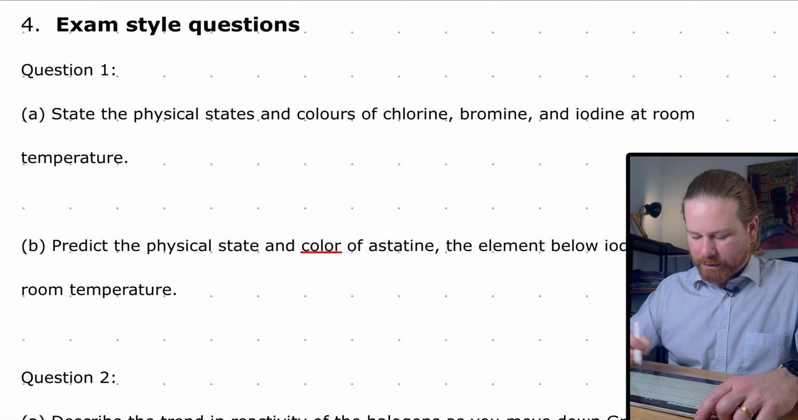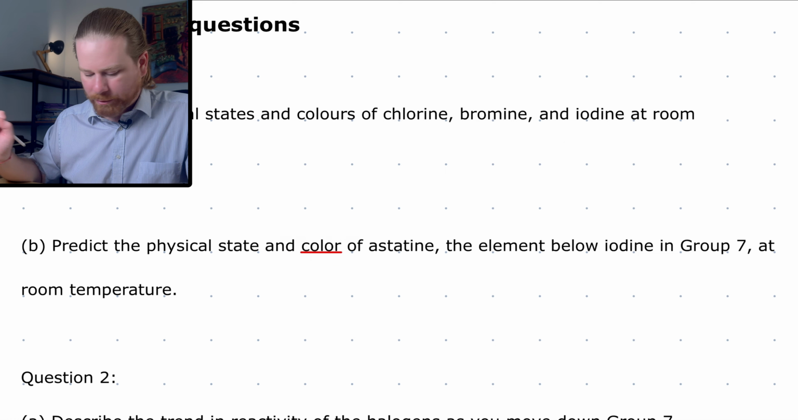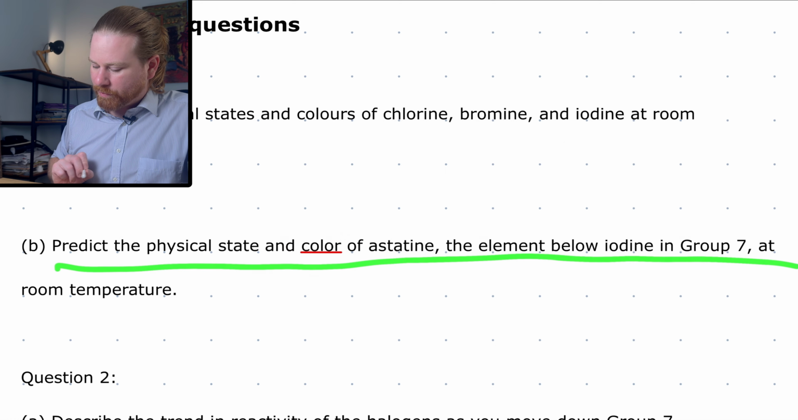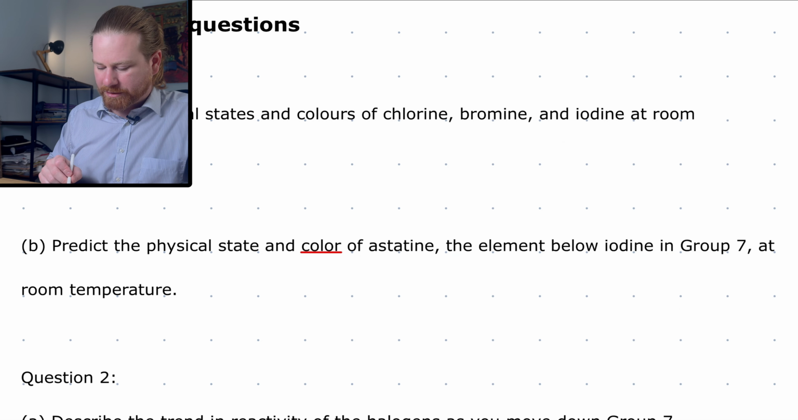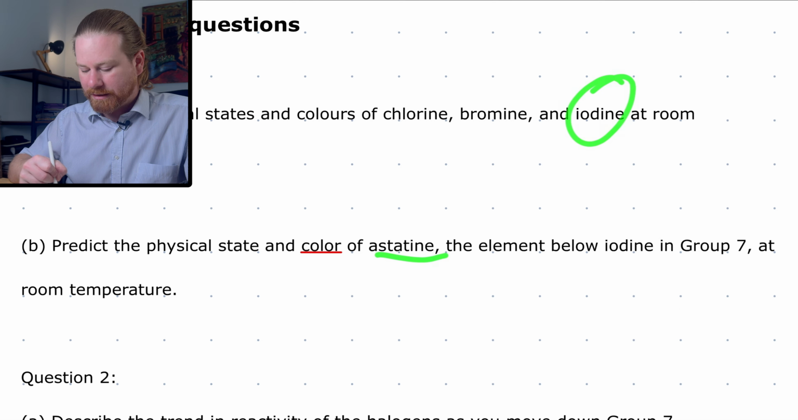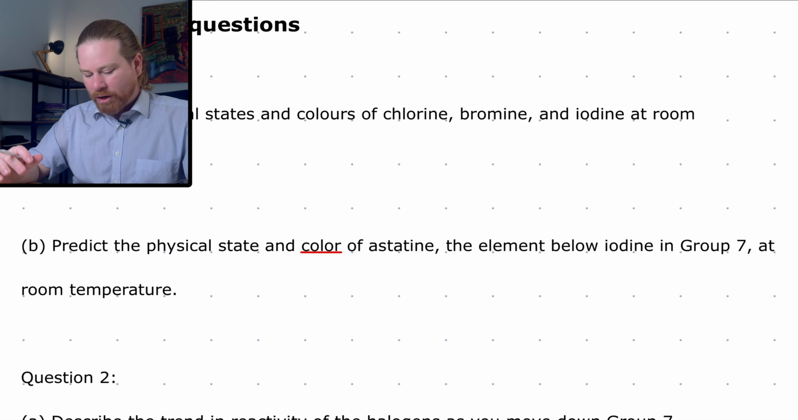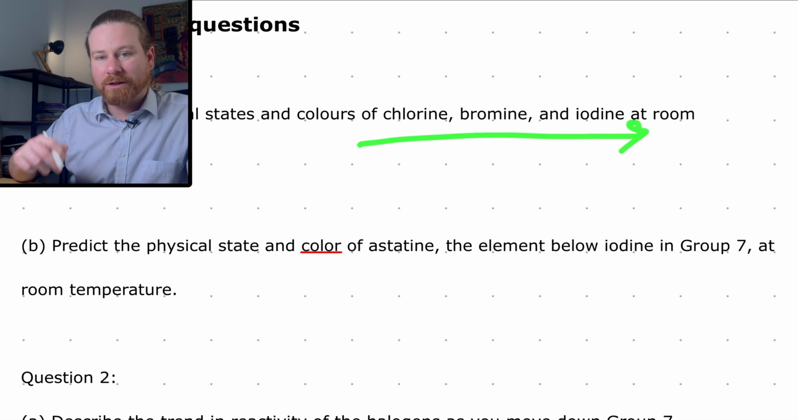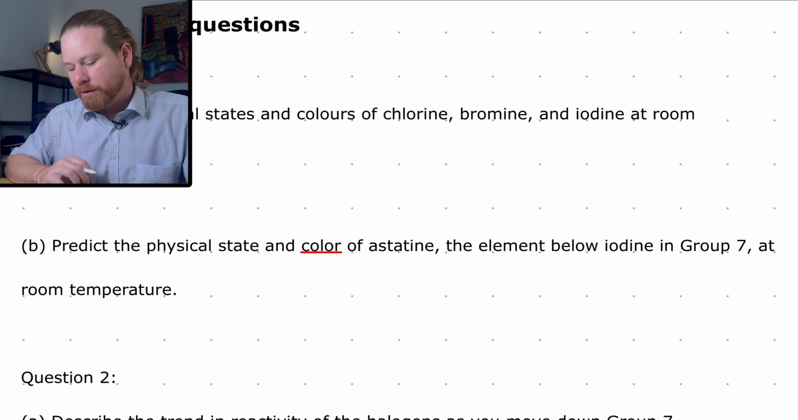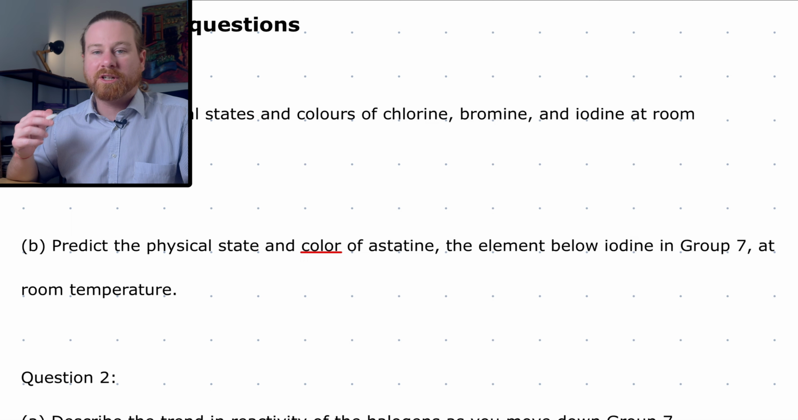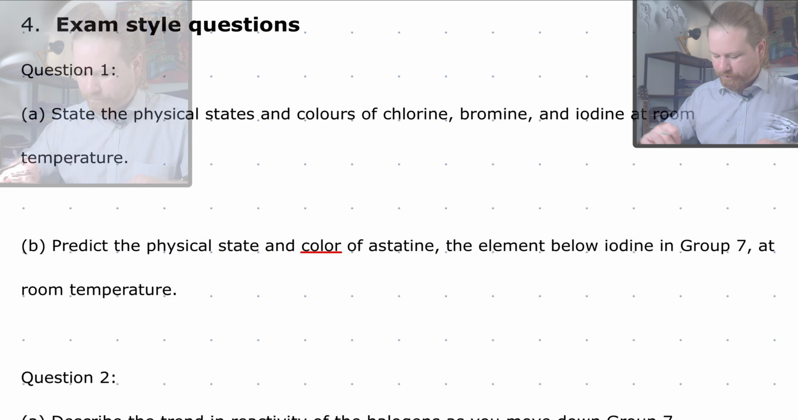And what do we have here? Apparently we've got the word colour spelled incorrectly, but we can move past that. Predict the physical state of astatine, which is at the bottom of the group. Astatine doesn't usually get spoken about too much. Astatine is going to be a solid. If iodine's a solid, astatine has to be a solid. And what colour could it be? The colours do increase in intensity as we go down the group. So what's a more intense colour than grey? It's probably going to be black, so it's going to be a black solid.